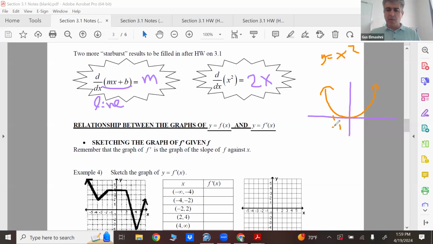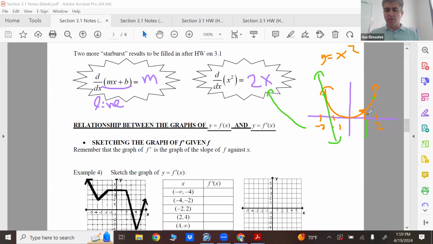Let's say it's at -1. That's at -2. That's at 1. That's at 2. If I drew a tangent line at -2, that's clearly a negative slope, right? If you plug into the derivative, what do you get for your slope? -4, right? Kind of makes sense.